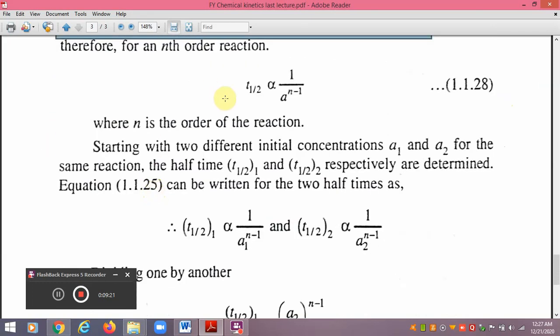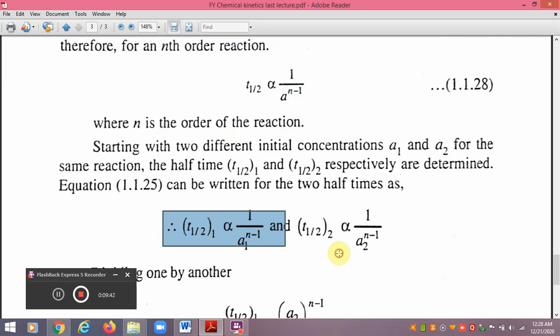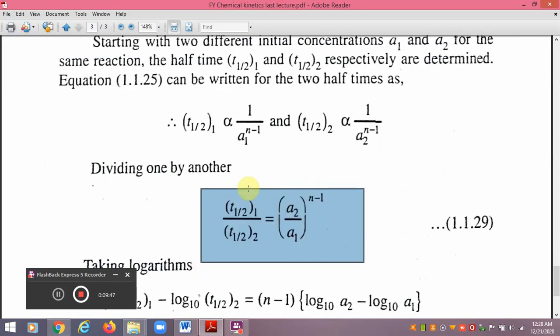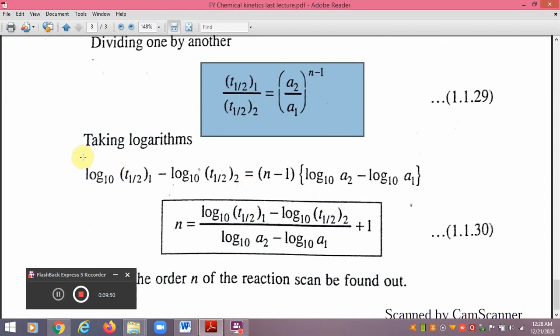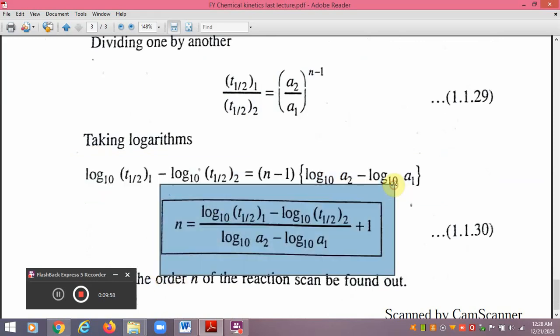With the help of this, we write the equation for the relationship between half-life period and initial concentration. In general, t1/2 is directly proportional to 1 upon a raised to n minus 1. n is the order of reaction, and a is the initial concentration. Simply, we write the same equation for two different initial concentrations, a1 and a2. By taking their ratio, we get this equation, and after simplification, as well as by using the log, we are able to simplify the equation into this form. Finally, we get the equation for the order of reaction.